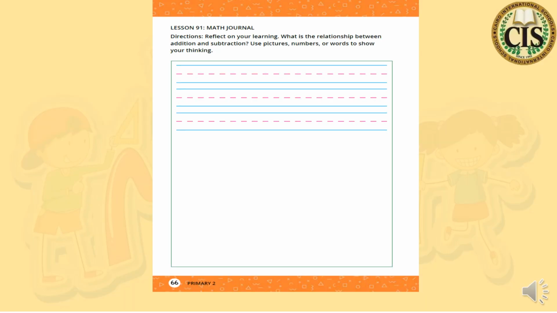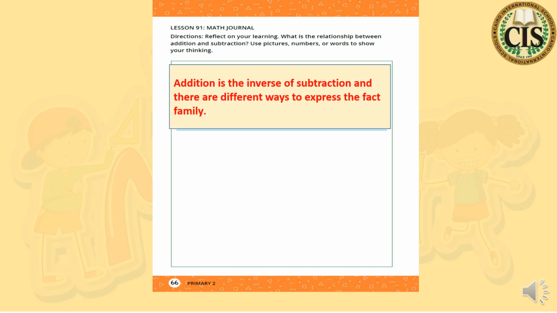We're going to complete lesson 91, the math journal part. Reflect on your learning. What's the relationship between addition and subtraction? Use pictures, numbers, or words to show your thinking. We can say that addition is the inverse of subtraction, and there are different ways to express the fact family.